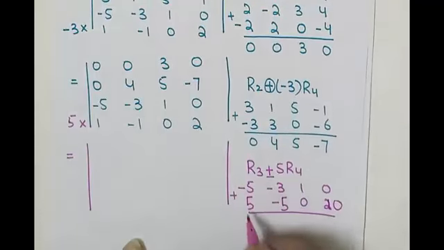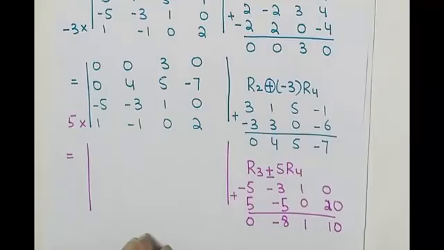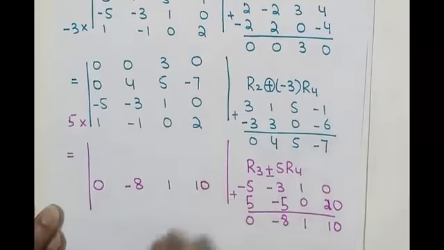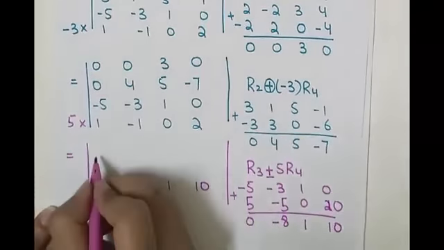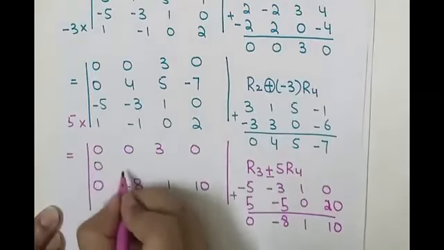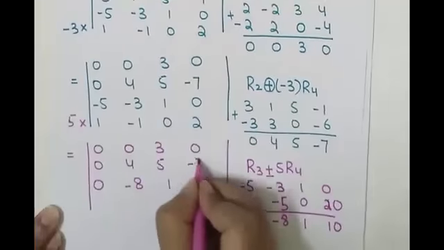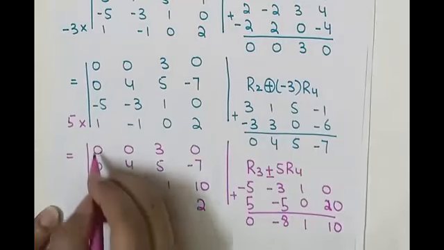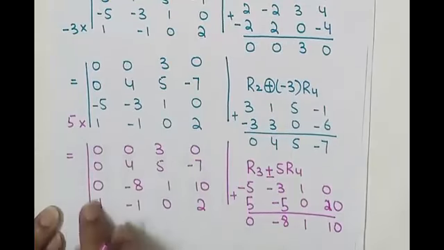So adding minus 5 plus 5, 0. This is minus 8, this is 1 and this is 10. So we have the third row 0, minus 8, 1 and 0. The rest of the rows will be written as they are: 0, 0, 3, 0, 0, 4, 5 and minus 7, 1, minus 1, 0 and 2. So we have made the maximum number of zeros in this column.